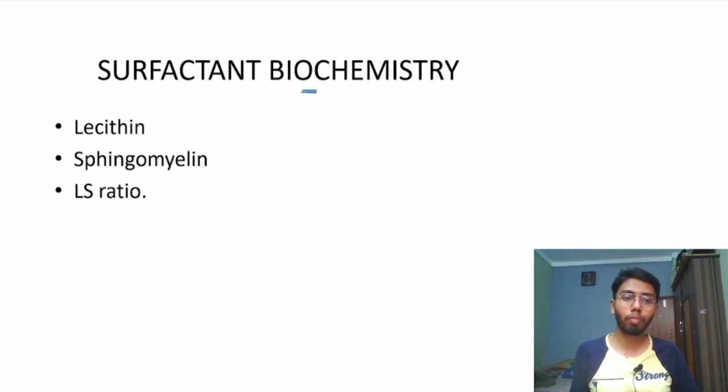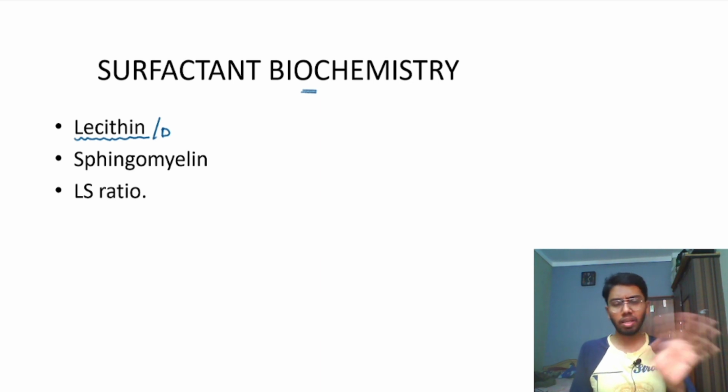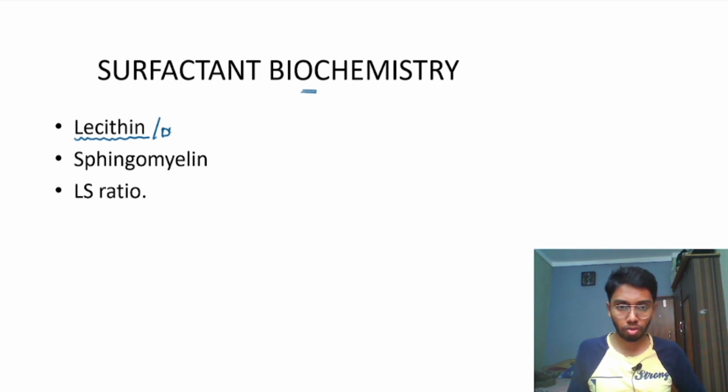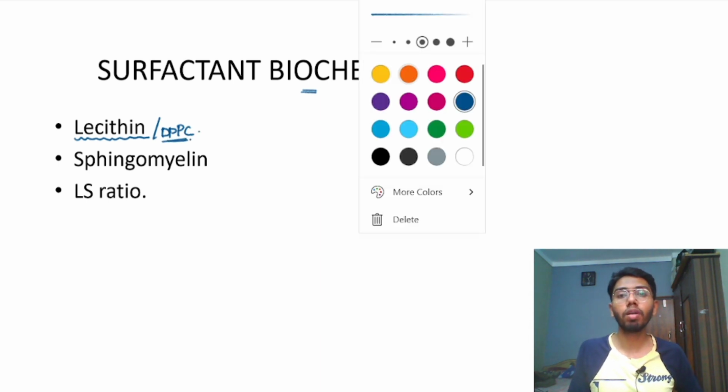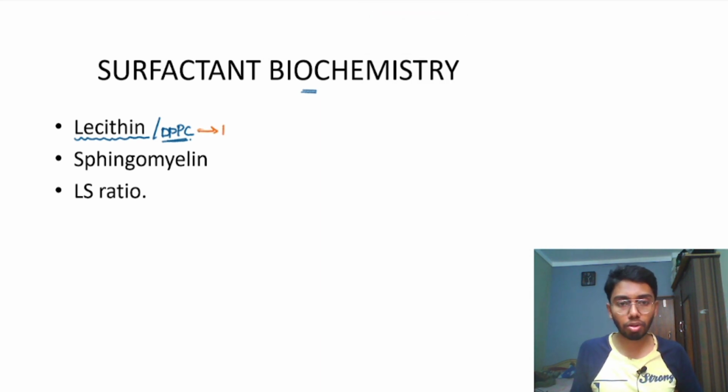It is occurring. Okay, coming to biochemistry, lecithin. What is surfactant? It is lecithin. Every point which I am telling right now is very, very important. Every alternate year, one question is from surfactants. Lecithin is also known as dipalmitoyl phosphatidylcholine, DPPC, which is a mature surfactant.